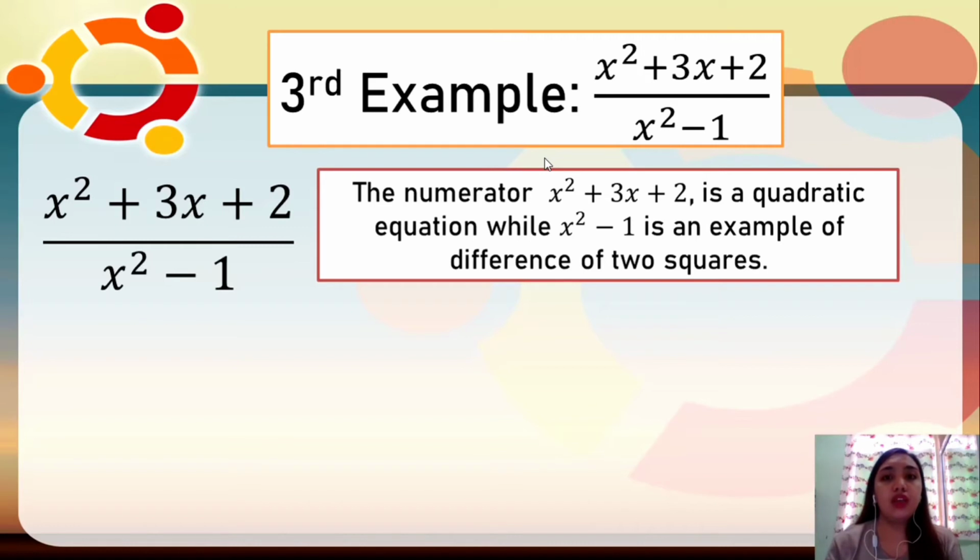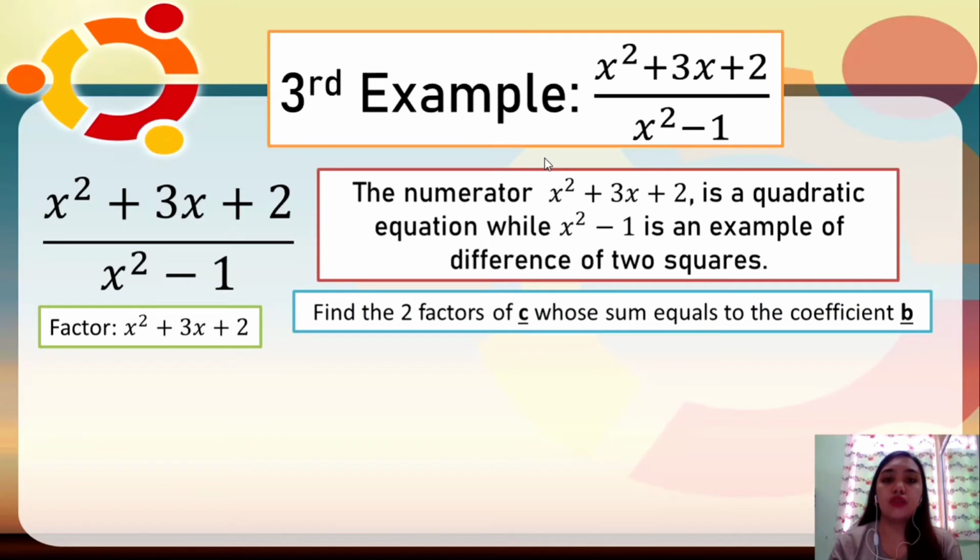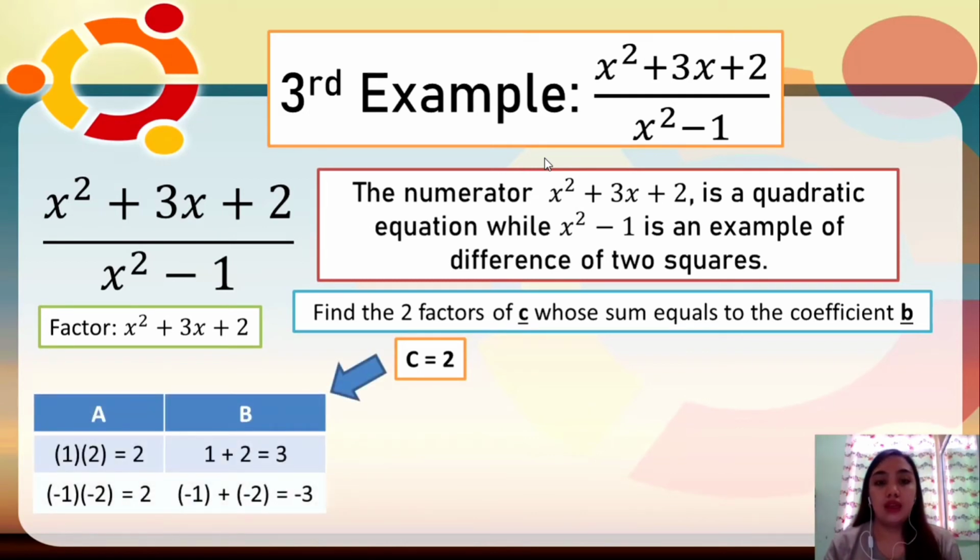So, i-factor natin parehas yung numerator and denominator. Mag-start muna tayo sa numerator. So, factor x squared plus 3x plus 2. Find the two factors of c. Di ba ang letter c is the third term, which is positive 2, and whose sum equals the coefficient b. Si b, mahanap natin siya sa pangalawang term ng given equation, which is 3.